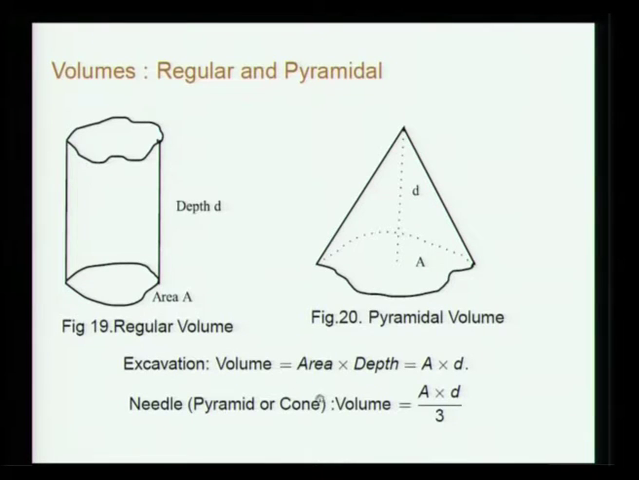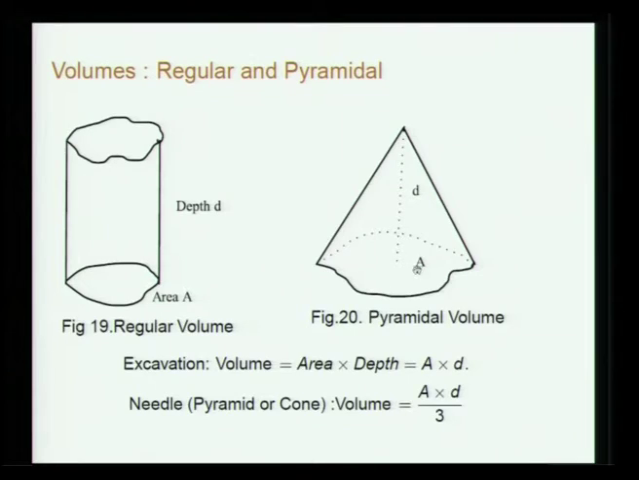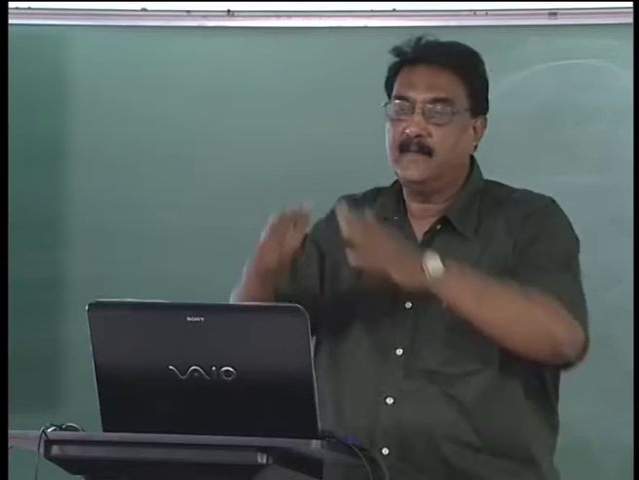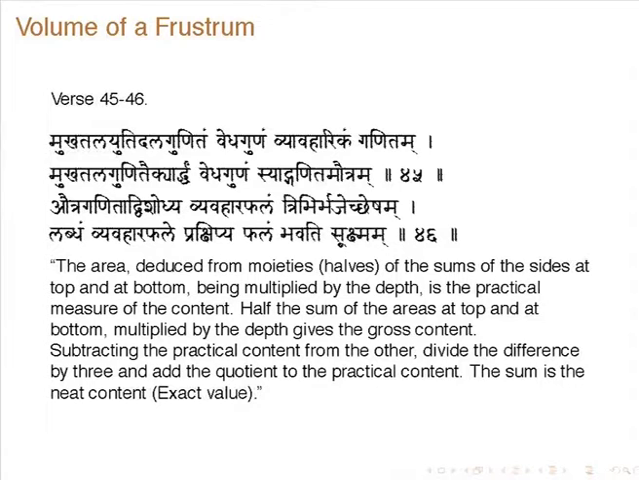So he is discussing two situations. This is where there is a uniform cross section. The cross section itself may be irregular, but it is uniform throughout. It is raised by height d, and then there is the pyramidal volume, which is tapering to some point. For these two kinds of things he says the excavation volume is area into depth, that is a into d, whereas this is called a needle, suchi, and for the pyramid or cone the volume is a into d by 3. This is the result which is stated.